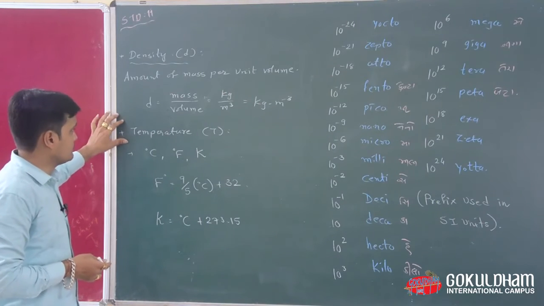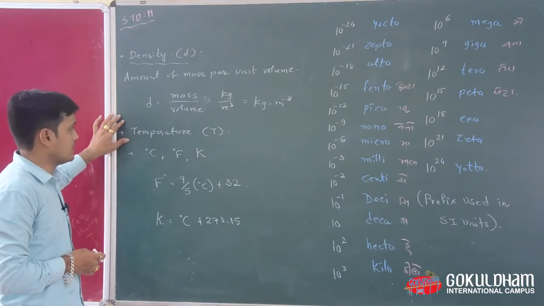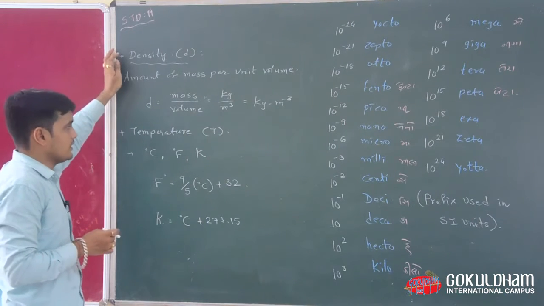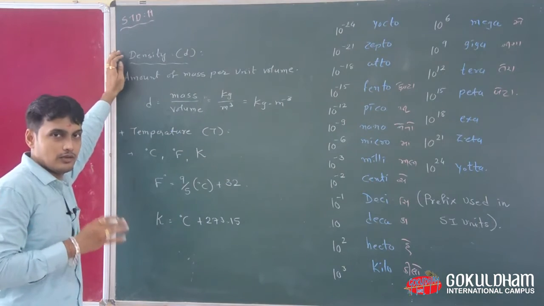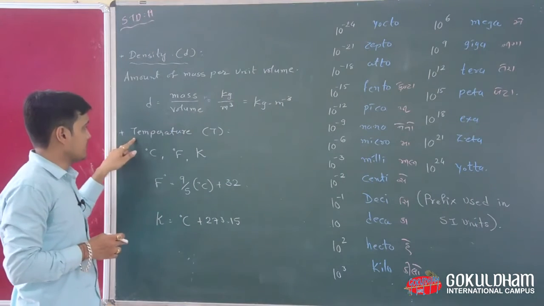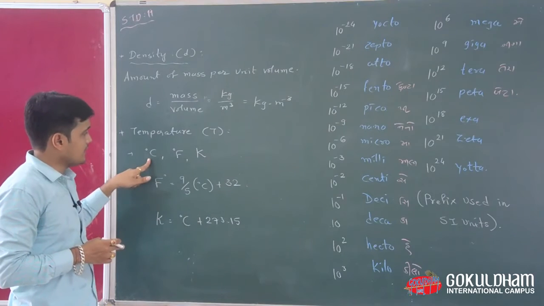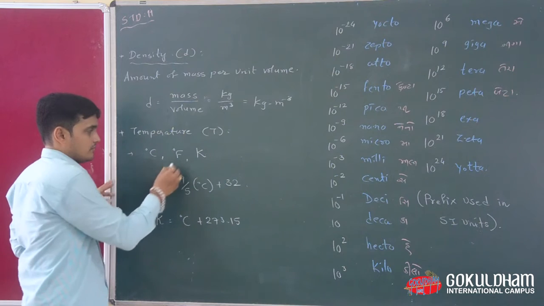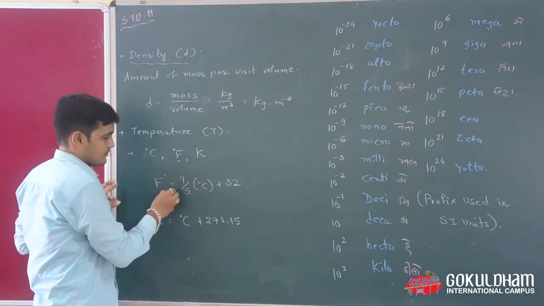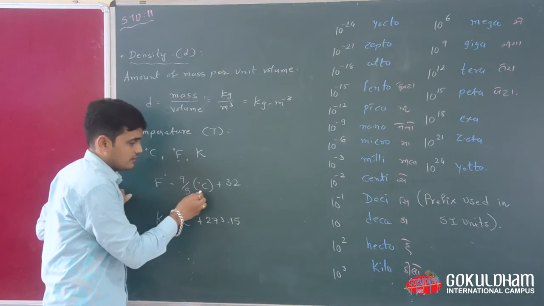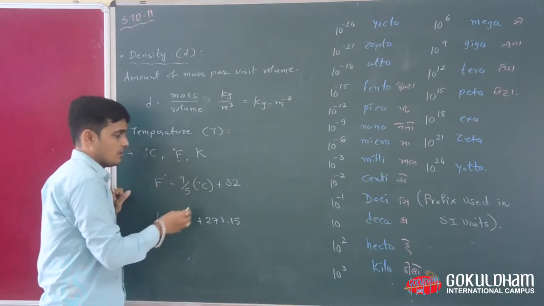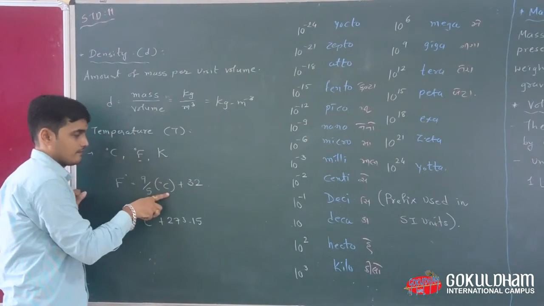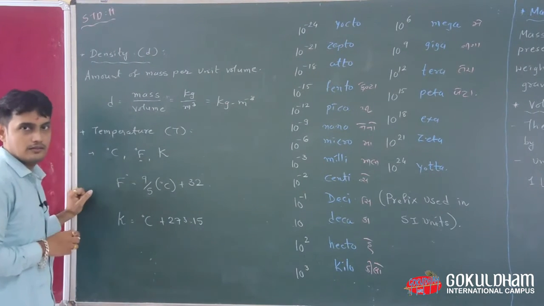The another parameter for measuring the physical property is temperature. This temperature is showing the level of heat, not the quantity of heat. This temperature is measured in degree Celsius, degree Fahrenheit and Kelvin. Fahrenheit can be calculated by this equation: 9 by 5 degree Celsius plus 32. Whichever degree Celsius temperature is given to you, put into this bracket, and after you will get the value of Fahrenheit.